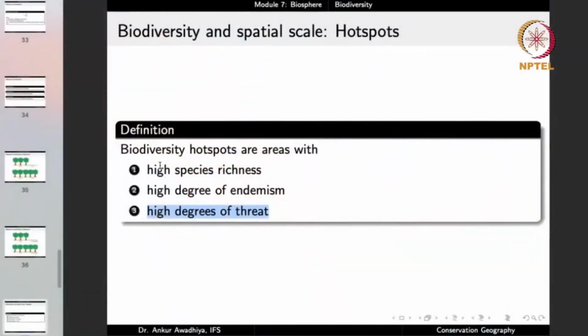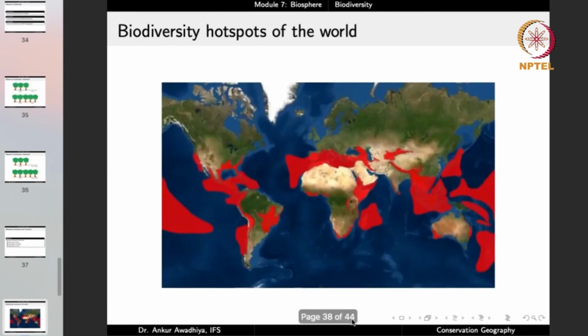Now, areas which have a high species richness, a high degree of endemism, and high degrees of threat are hotspots. They are extremely crucial because they are facing a high degree of threat. If we do not save them, then they will be lost forever. The areas we are talking about have a large number of species, and a very large number of species that are found nowhere else. So if you lose these areas, you will lose the species as well.